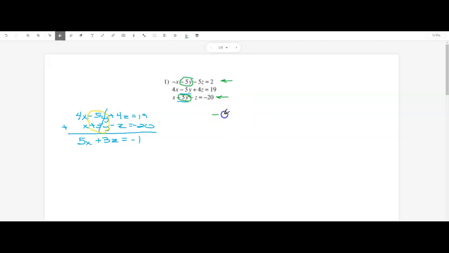So we will have negative x minus 5y minus 5z equals 2. And that's a z. And x plus 5y minus z equals negative 20. So I'm going to add again. If you notice here, my negative x and my x will cancel each other out. That's gone. And then my minus 5y and plus 5y cancel each other out. That one is also gone.